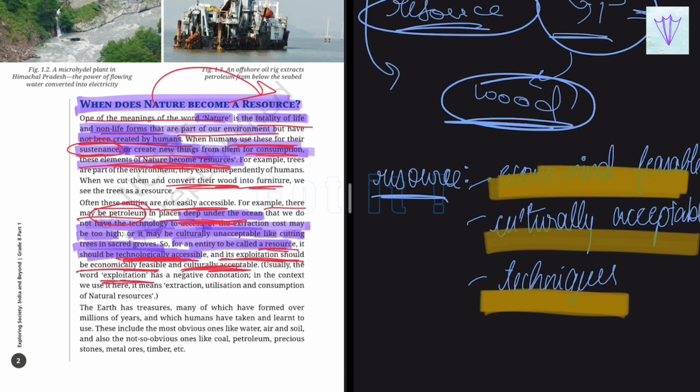Usually the word exploitation has a negative connotation. So usually when we hear the word exploitation, we think in a negative sense. But in this context, it means extraction or utilization or the consumption of natural resources. So in this particular statement, exploitation is not in a negative sense. They are trying to say that in place of extraction, utilization or consumption, that is, the use of that particular thing should be economically feasible.